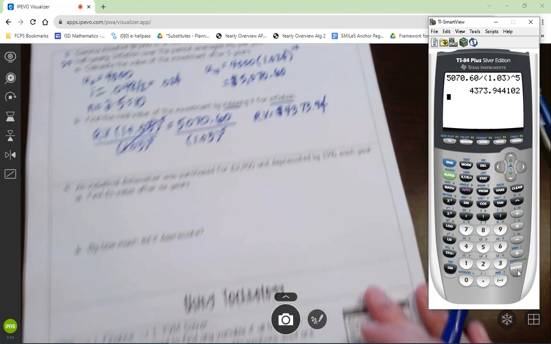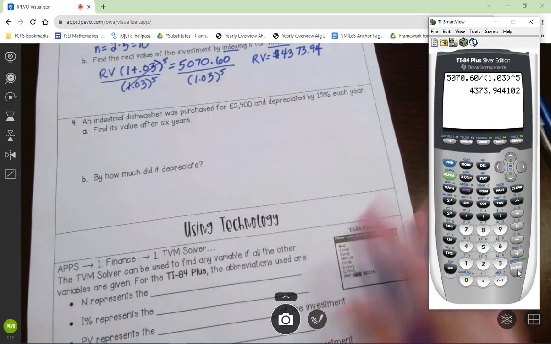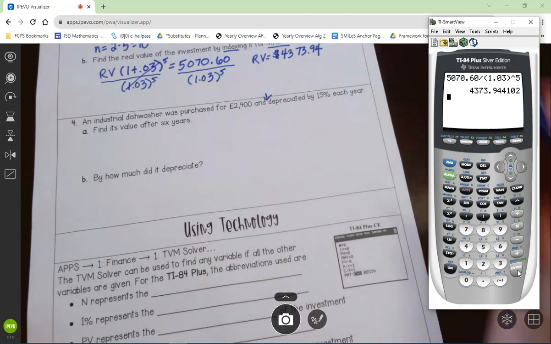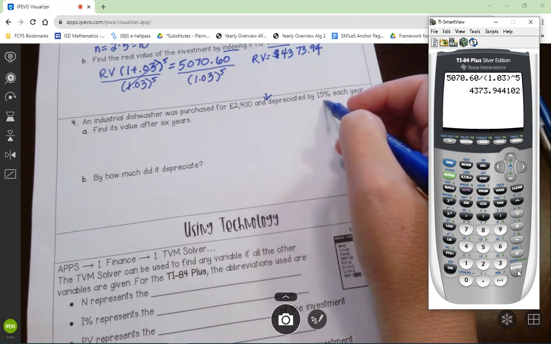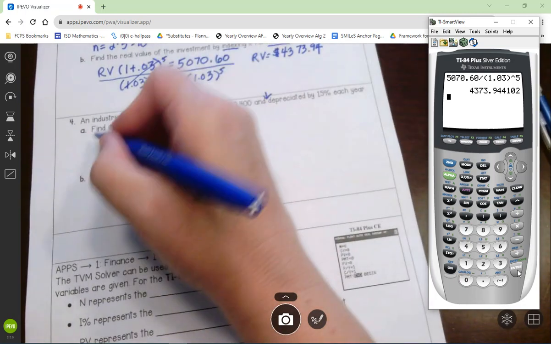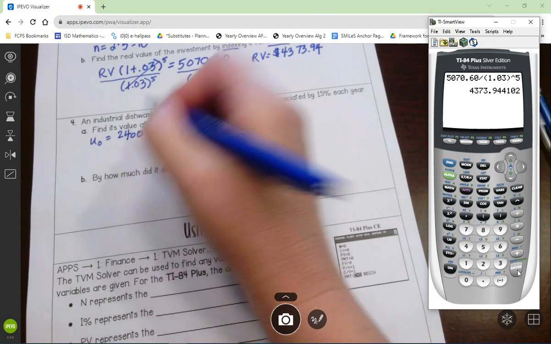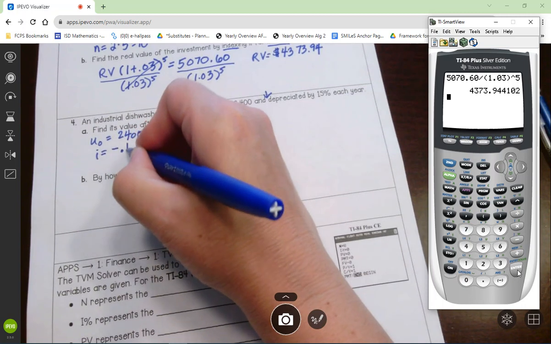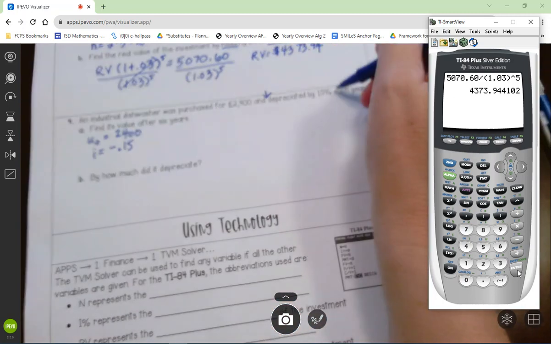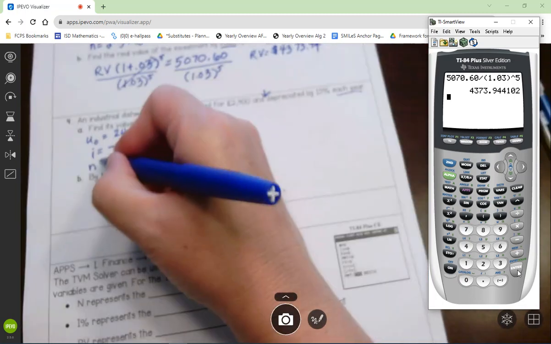Okay, again, you should try problem 4 before watching. Notice that it's a little bit different because we're talking about depreciation, so that's a value that's going down. Dishwasher was purchased for 2,400 pounds. It depreciated by 15% per year, and we're trying to find its value after 6 years. So we know the starting value is 2,400. And the interest, because it's going down, is going to be negative 0.15. And this happens each year, so just one time a year. And then N is going to be 6 years.